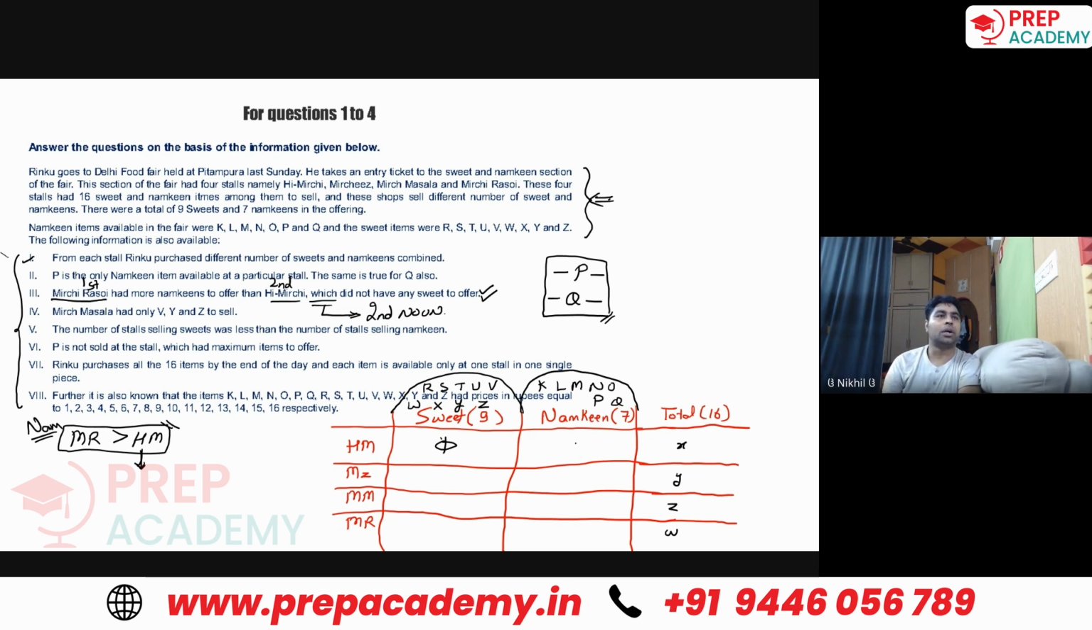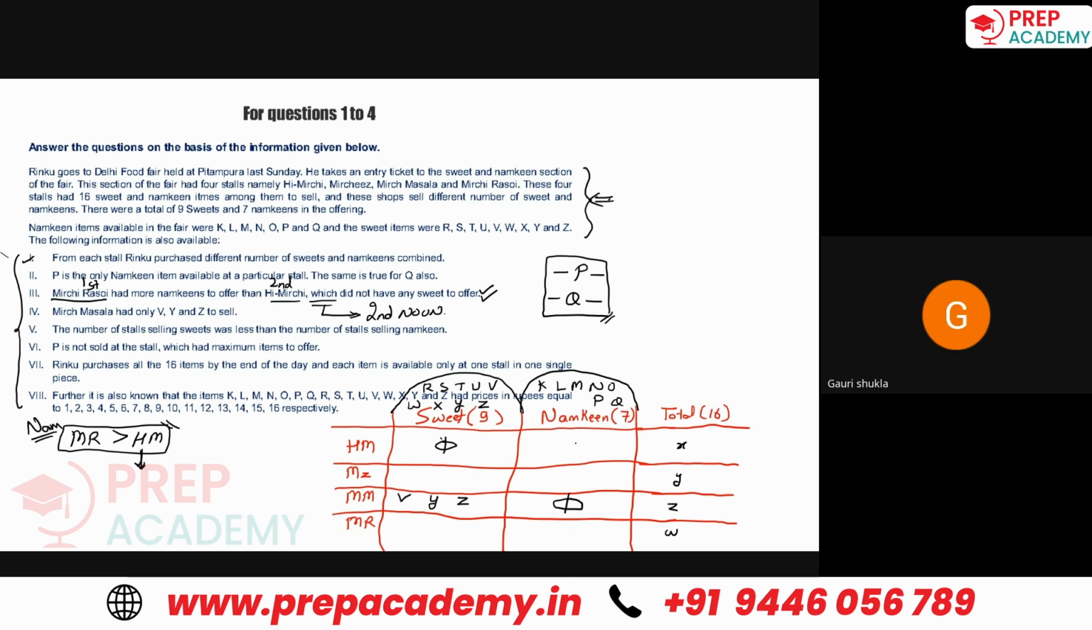Now, Mirch Masala had only V, Y, and Z to sell. V, Y, and Z, all three of them, are sweets, right? So that means Mirch Masala will only have V, Y, and Z to sell, nothing else. That means no namkeen is there to sell. Is it clear? Yes, sir. Okay.